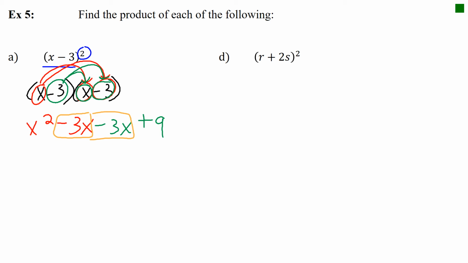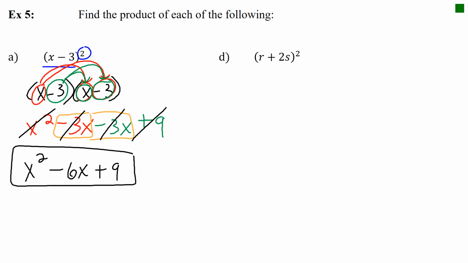Finally, we combine variables first, highest exponent, x squared. Minus 3x minus 3x will give me minus 6x. Bring down the constant of positive 9 for a final answer of x squared minus 6x plus 9.